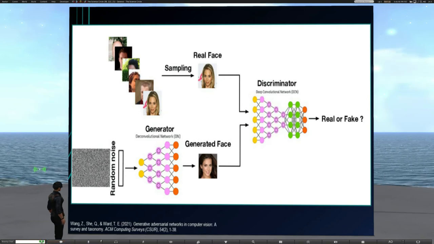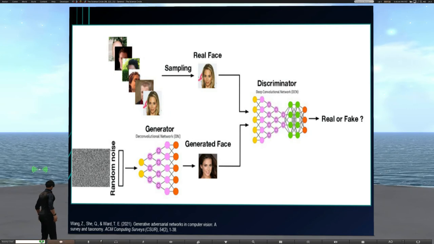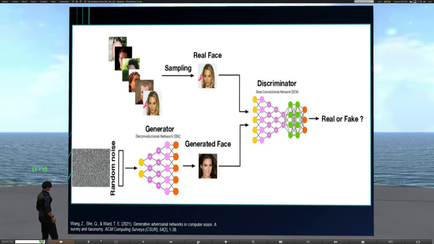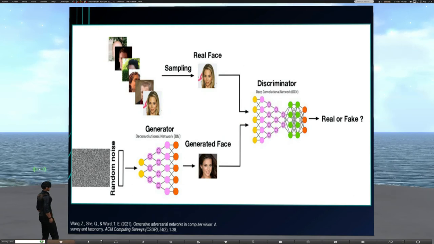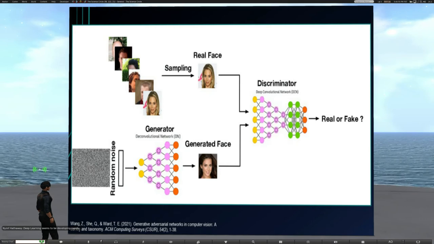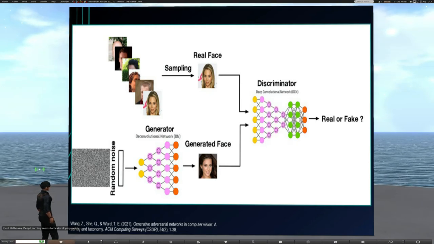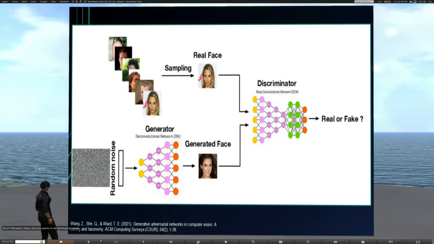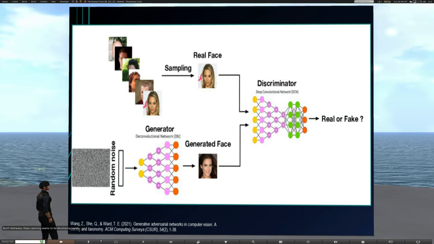Another thing that's really interesting to me is the use of these algorithms to generate data. There's something called a generative adversarial network, and it's a very interesting architecture. It basically involves two neural networks, two convolutional neural networks in this case, and they are playing a game with each other. The one at the bottom left is called the generator.